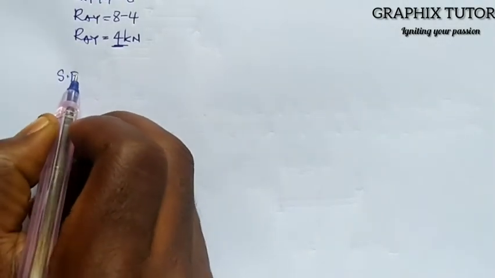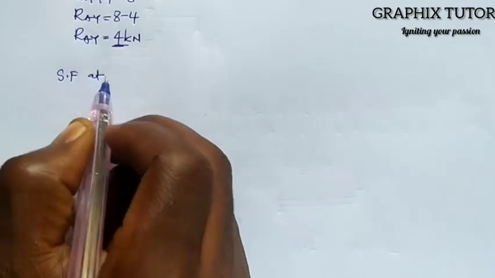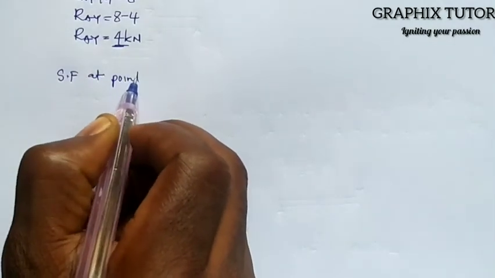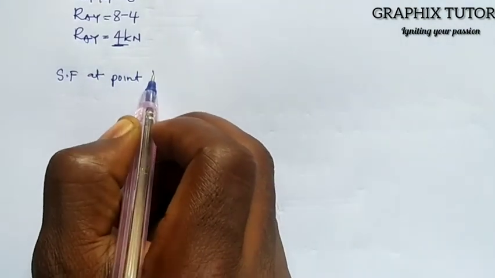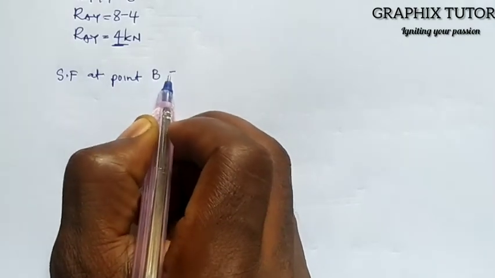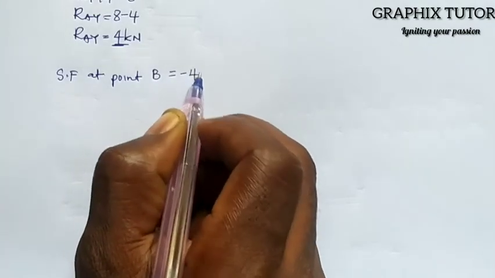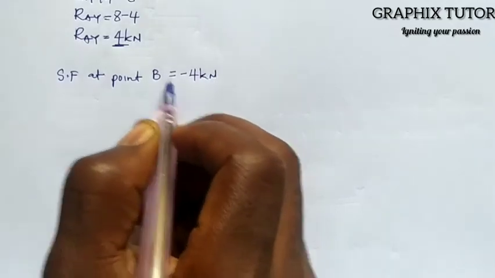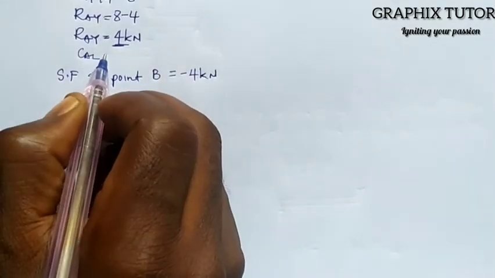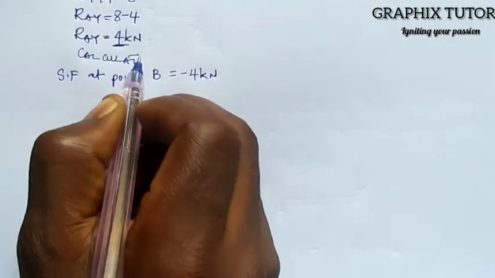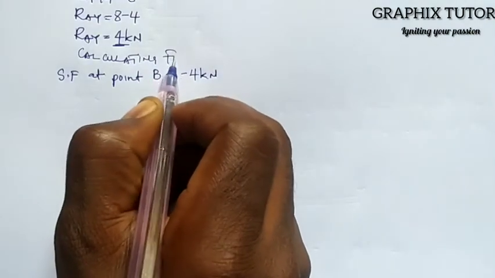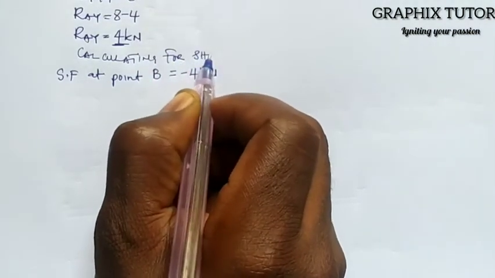Right? So we say that shear force at point B is equals to what? -4 kilonewton. So we are calculating for shear force.